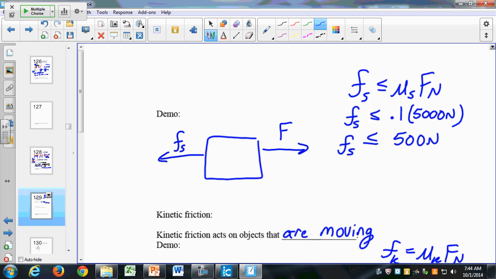So I have a couple of things about the static frictional force. It's dependent upon mu, which is the material, the strength of the material. It's dependent upon the normal force. If that increases, the frictional force increases. And it's also an inequality.